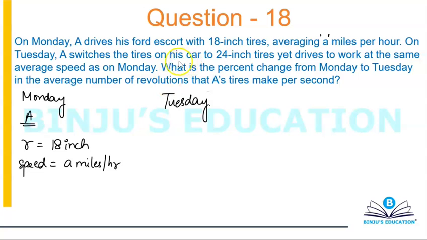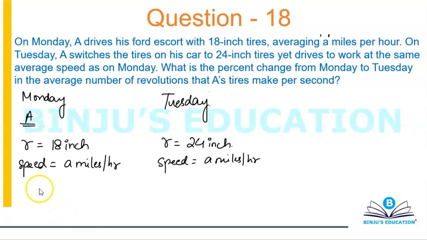On Tuesday, A switches the tires on his car to 24-inch tires. The average speed is the same as that on Monday. So we have the same speed, which is again equal to A miles an hour. What is the percentage change from Monday to Tuesday in the average number of revolutions that A's tires make per second?